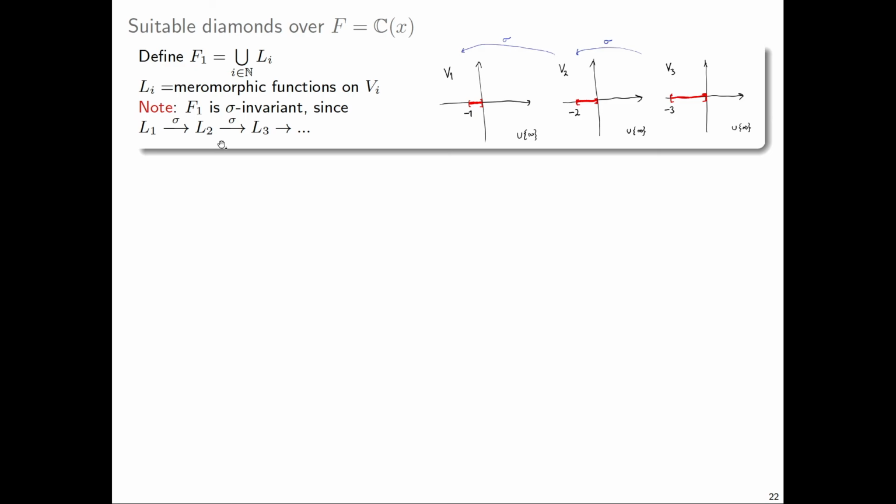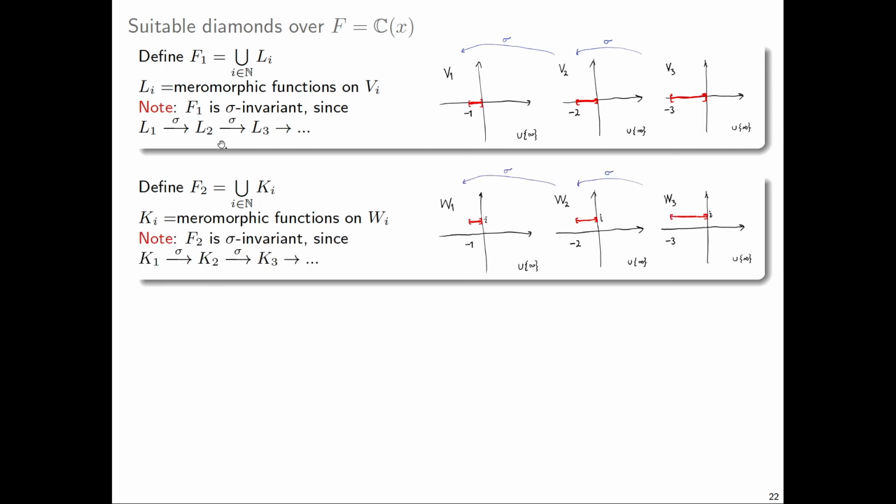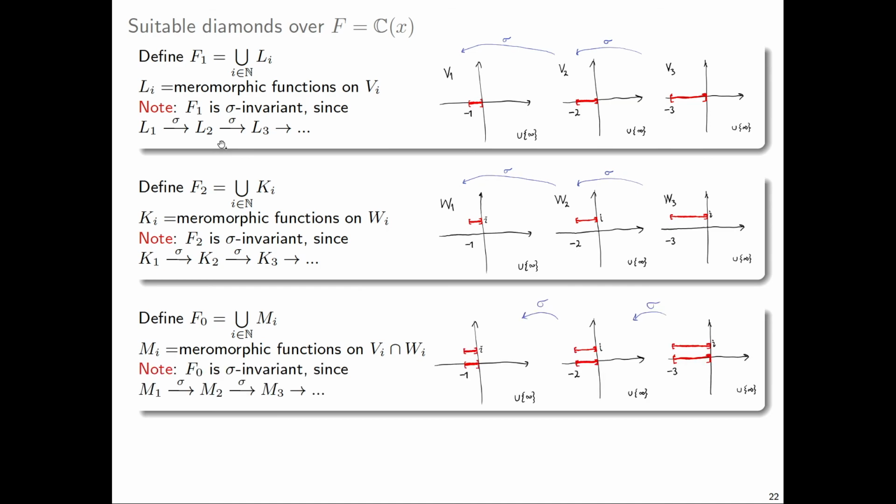So that's our F1. And we do the same thing with F2, only here we cut out an interval that's translated by i. And then for F0, we consider the field of meromorphic functions on these intersections. So we cut out both intervals in each step. And again, we have these maps sigma on these fields, so this is also a difference field.